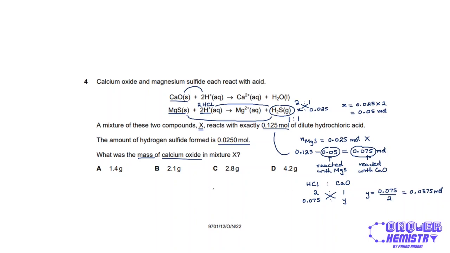Now we need to find the mass. So for this, we first need the MR of CaO. That's going to be 40.1 for calcium plus 16 for oxygen. That's going to be 56.1. And so what we can easily do now is multiply the moles by the MR. So that's going to be 56.1 times 0.0375, and that's going to give us 2.1 grams. So this is our final answer, and option B is going to be correct in this situation.